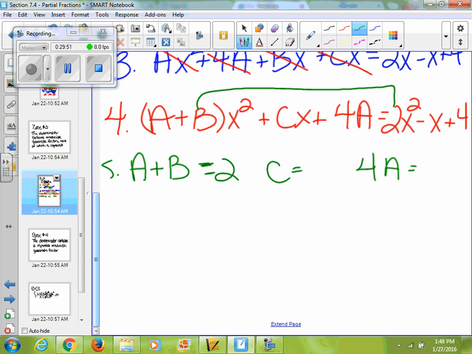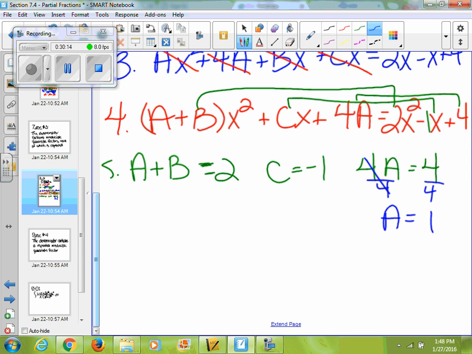If I'm looking at just my x factors, I group them to just my x's. So in this case, c would equal -1, because I have -1x. If I'm looking at just my constants, 4a groups to 4, which, if I solve for a, gives me a equals 1. So I already have two of my solutions. I have c equals -1, a equals 1. So the last thing I have to do is solve for my x squared coefficient. I know that a is 1, so that gives me 1 plus b equals 2, which means b also equals 1.